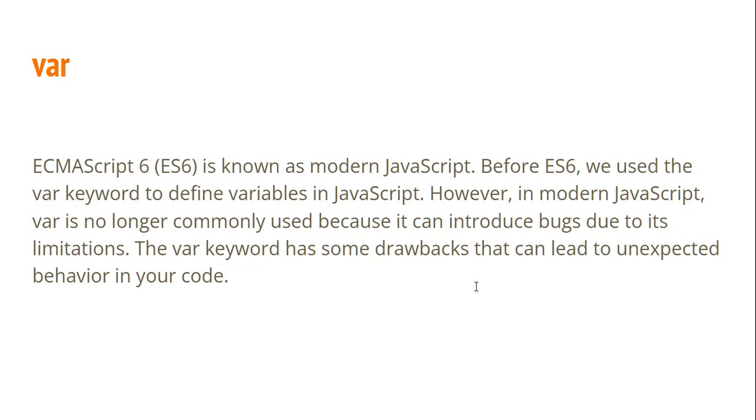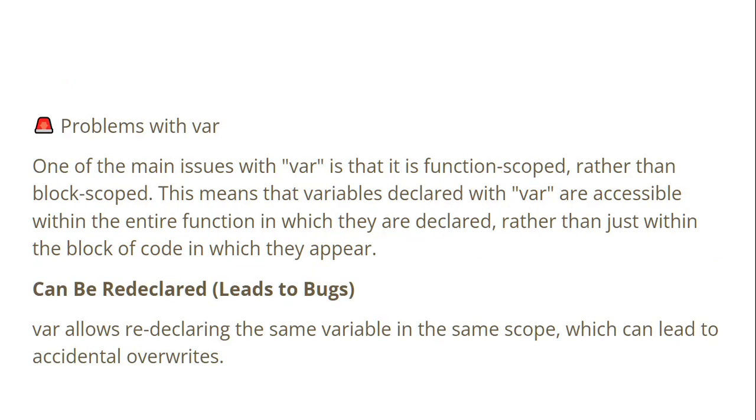Now, let's discuss the let, var, and const keywords one by one, and then we will explore the differences. ECMAScript ES6 is called modern JavaScript. Before ES6, we used the var keyword to define variables in JavaScript, but in modern JavaScript, var is not used. Due to some reasons, it introduces bugs in your code. The var keyword has some limitations. Problems with var. One of the main issues with var is that it is function scoped rather than block scoped. This means that variables declared with var are accessible within the entire function in which they are declared, rather than just within the block of code in which they appear.